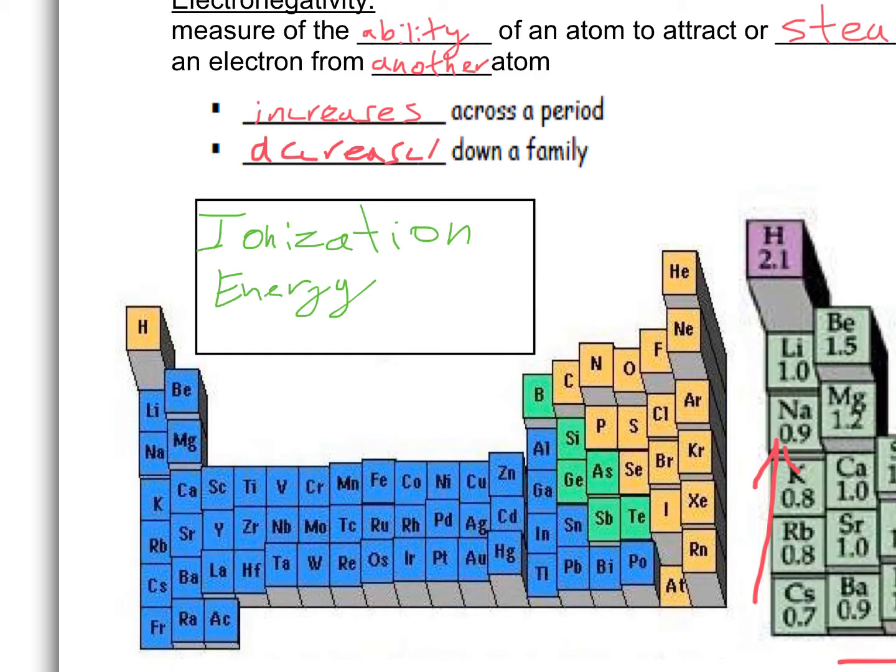And my overall arrow this time, we don't need to put a letter at the end because it doesn't end with a certain element, unless you want to put helium, but it goes to the very tip of the periodic table. Helium is going to have the highest ionization energy. It's going to be the most difficult to take an electron from.